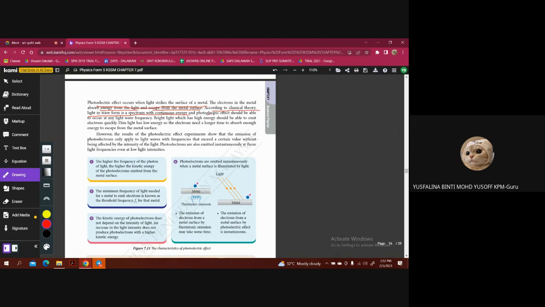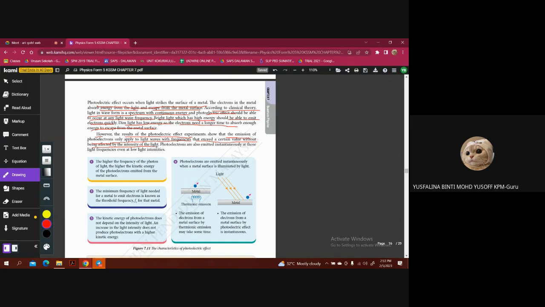And the photoelectric effect should be able to occur at any light wave frequency. Bright light, which has high energy, should be able to emit electrons quickly. Dim light has low energy, so the electron needs a longer time to absorb enough energy to escape from the metal surface. However, the result of the photoelectric effect experiment shows that the emission of photoelectrons only applies to light waves with frequency that exceeds a certain value, without being affected by the intensity of light.